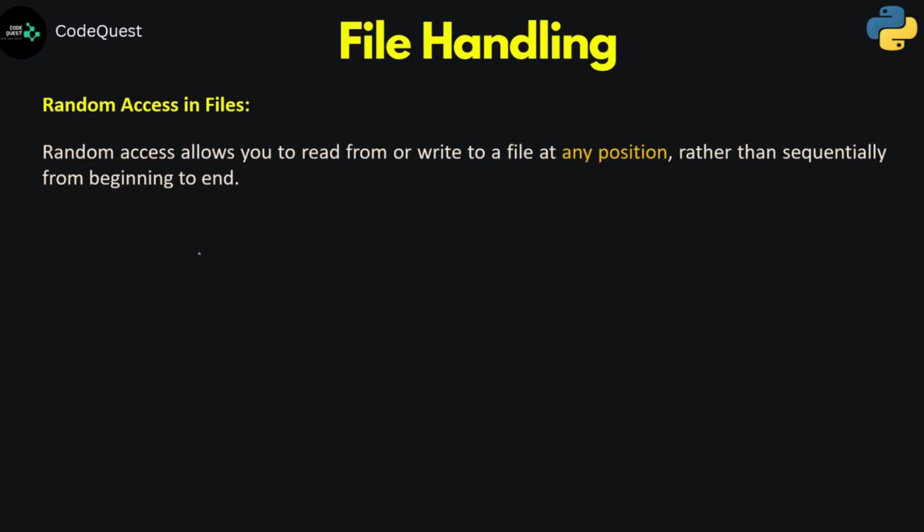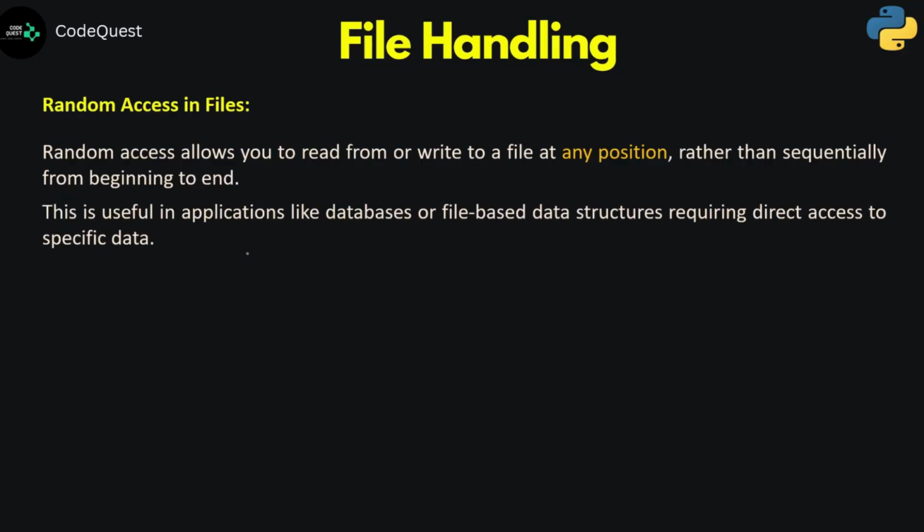So random access will allow you to read from or write to a file at any position, rather than sequentially from beginning to end, which we normally do. Now, this is useful in applications like databases or file-based data structures where you require direct access to specific data rather than starting from the beginning of the entire database. Now, there are two methods which come in useful in case of random access.